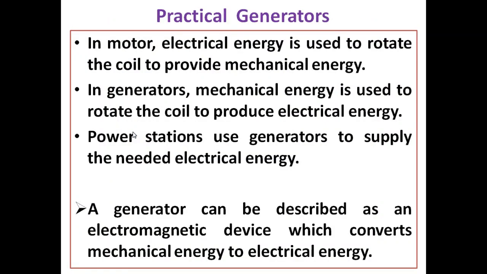Now here the practical generators. In a motor, electrical energy is used to rotate the coil to provide mechanical energy, and in generators particularly, mechanical energy is used to rotate the coil to produce electrical energy. Hence power stations use generators to supply the needed electrical energy, whereas a generator can be described as an electromagnetic device which converts mechanical energy to electrical energy. So this is what we can say for the generators.